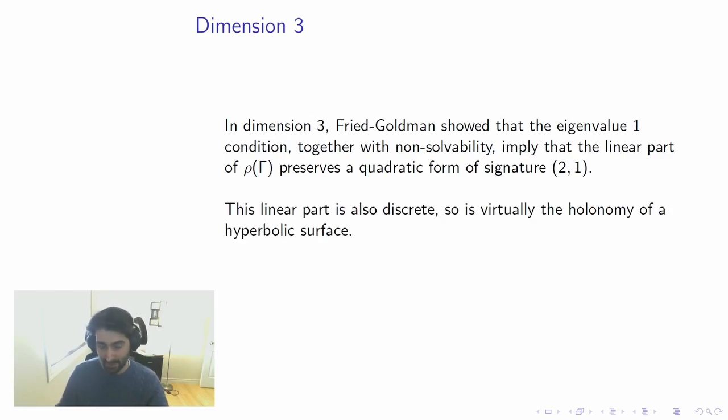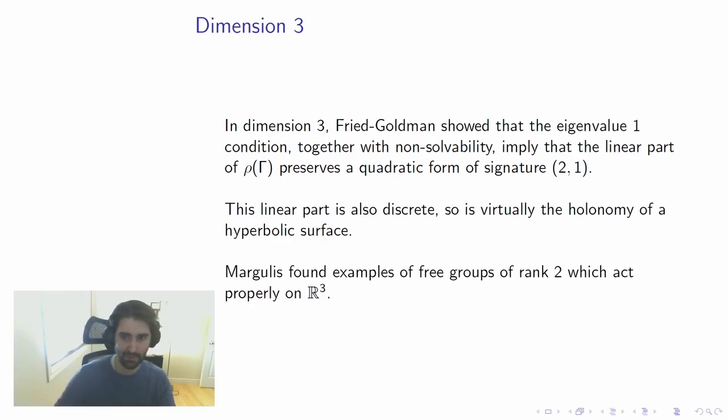Now, SO(2,1) is one of several isomorphic groups that describe the isometries of the hyperbolic plane. So this is not a trivial thing, but when you have a proper action on R^3, we said its linear part preserves a signature 2-1 form. It turns out that, moreover, it has to be discrete, and so virtually it's the holonomy of some hyperbolic surface.